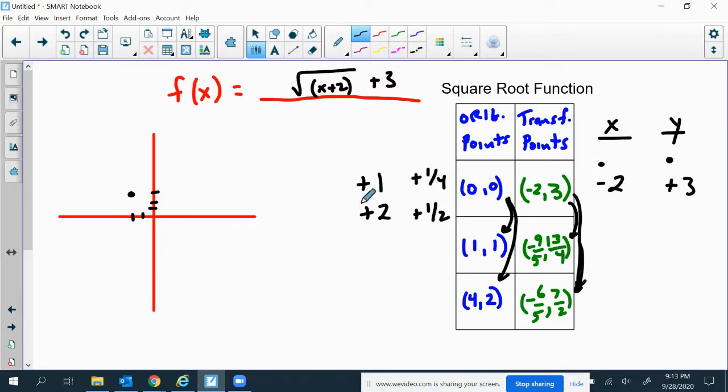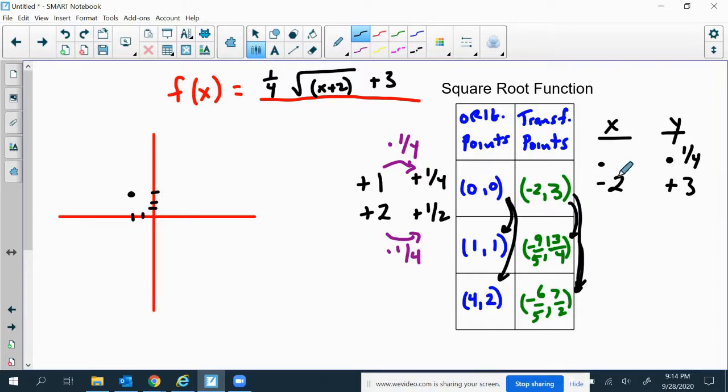There is a common multiple that's occurring here. So in each of these cases, what I'm moving up by is multiplied by 1/4. So my y values are all getting multiplied by 1/4 first, and then I add 3. So multiply by 1/4, 1 times 1/4 is 1/4. Add 3, I get 13/4.